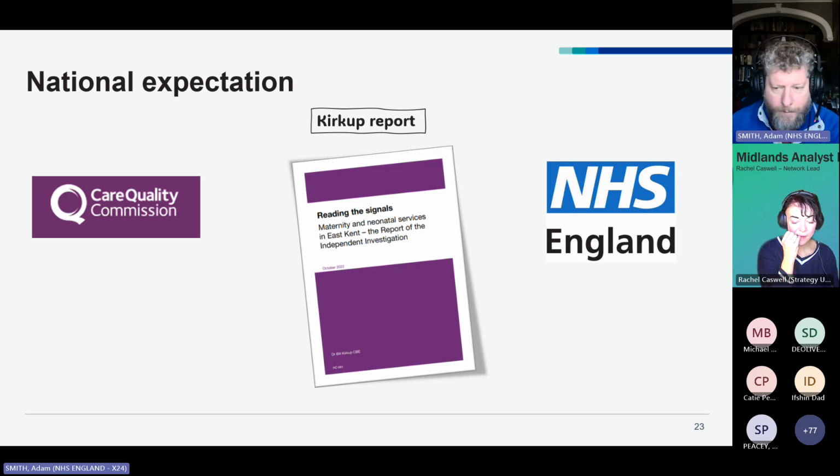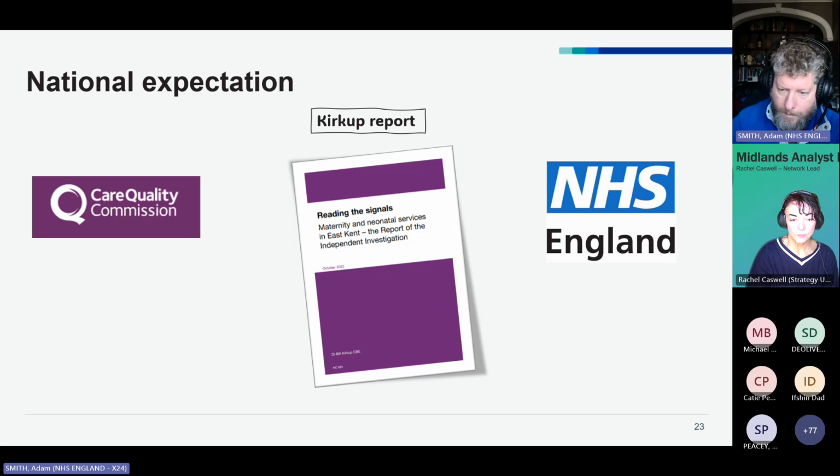So CQC wrote a briefing paper a few years ago now that said trust boards should look at data as SPC charts and have an understanding of variation. The narrative should be written using common cause and special cause type language. More recently, the Kirkup report has looked at maternity and neonatal services in East Kent.